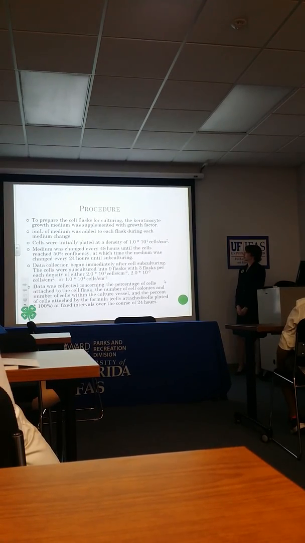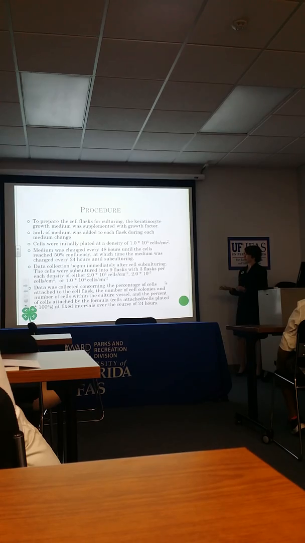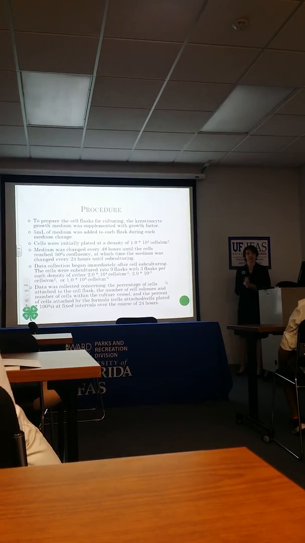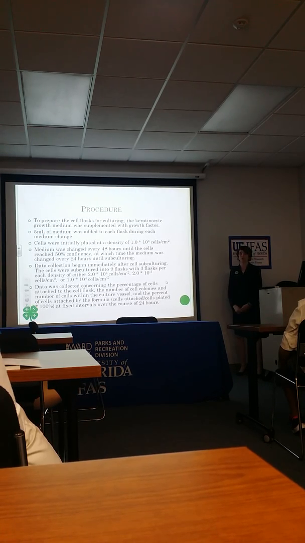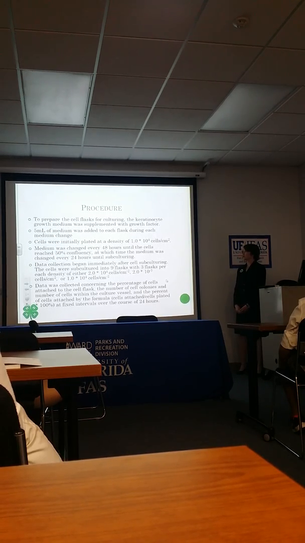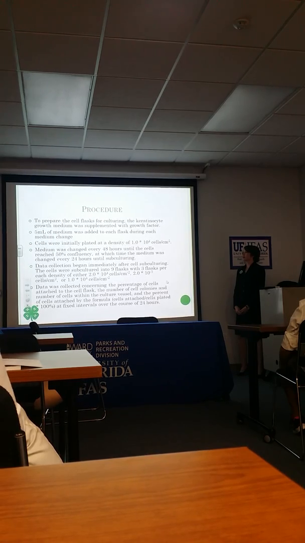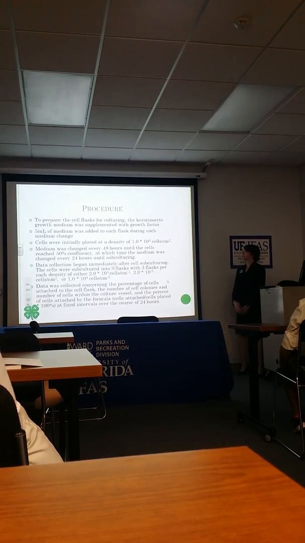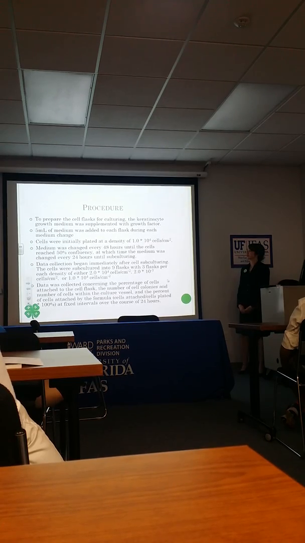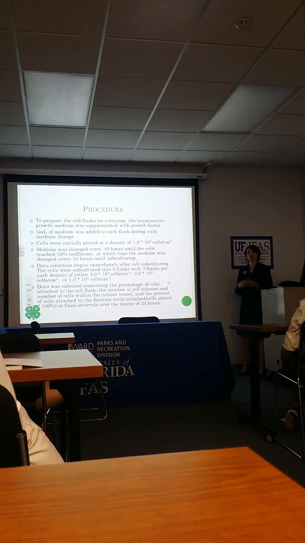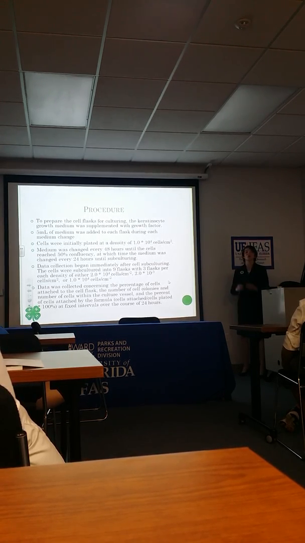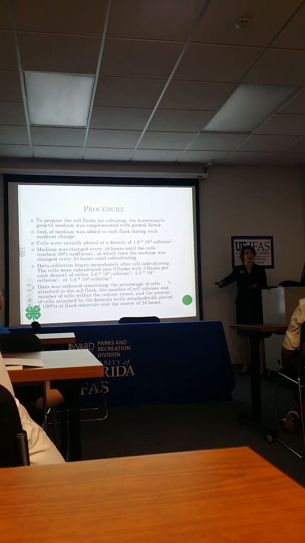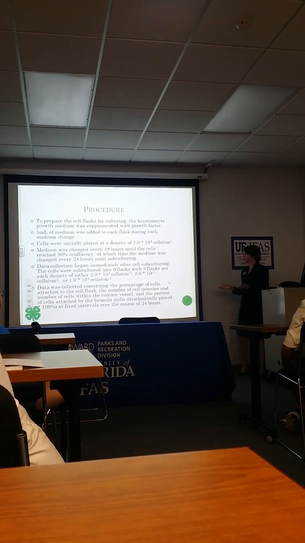Procedure. To prepare the cells for culturing, I used this growth medium that was particular to the human keratinocytes that I was using in my experiment, and I supplemented it with this growth factor, which is crucial for their survival. I added 5 milliliters of this medium to each flask, and I plated the cells at an initial density of 1 × 10⁴ cells per square centimeter. Every 48 hours, I changed the medium in order to maintain the pH and oxygen levels for the cells to survive, and I changed it every 24 hours once the cells took up half the surface area in the flask until they were ready for subculturing.